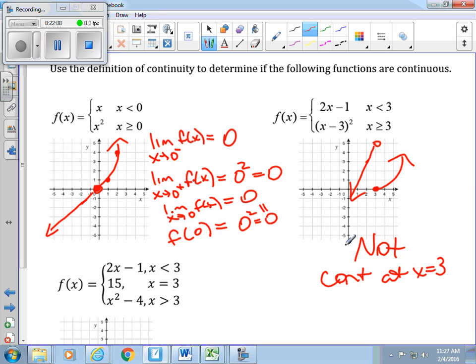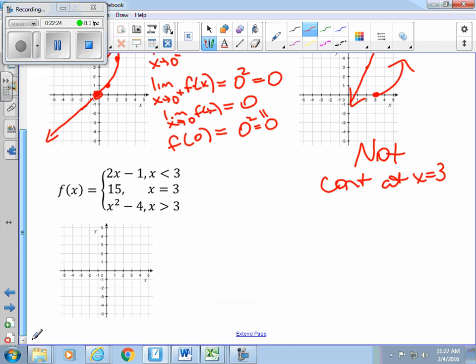Why not? The limit from the left and the right are different. If I were proving that something was not continuous, would I have to do all 3 parts? No. As soon as one part doesn't work, I am done. It's called a counterexample. Those of you who took geometry remember some things about geometry. Okay, I'm going to go ahead and graph this one.